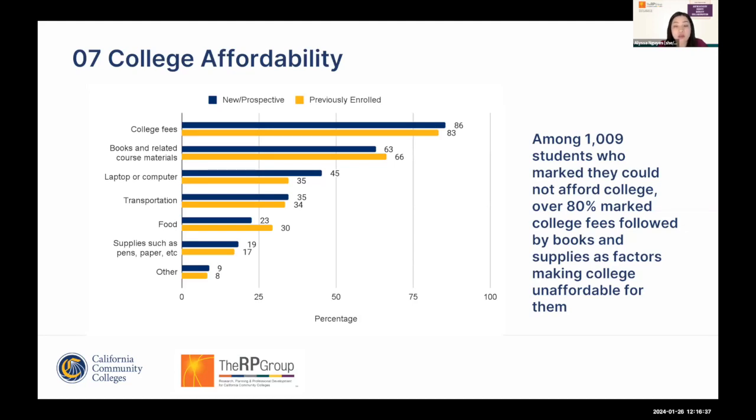So in this slide, we see that of all of the types of possible costs associated with an education, most students marked college fees. And in fact, over 80% of all respondents indicated so, followed by books and related materials, as we can see in this visualization here. So cost concern types were pretty similar between new and prospective students and previously enrolled students, with some notable differences between specific types of supply costs between the groups, with a larger proportion of new and prospective students marking laptop and computer costs than previously enrolled students.